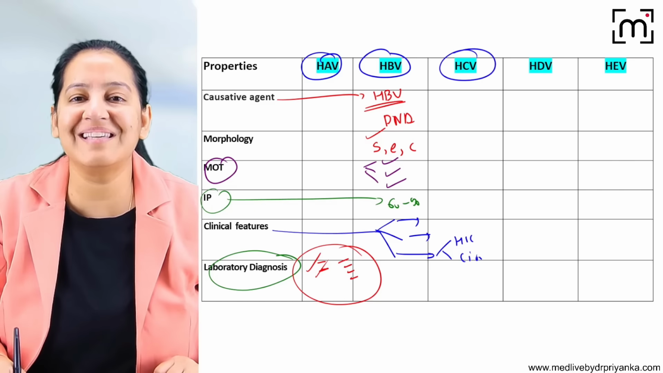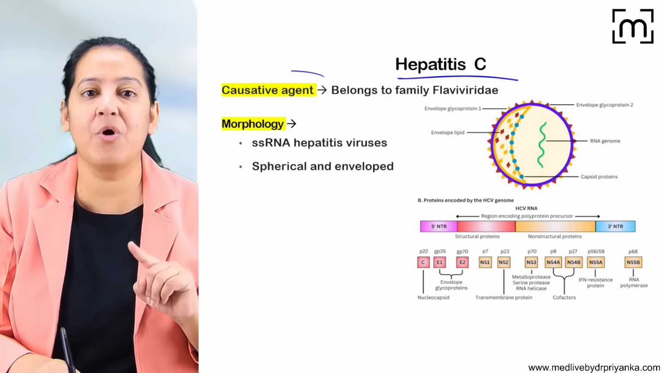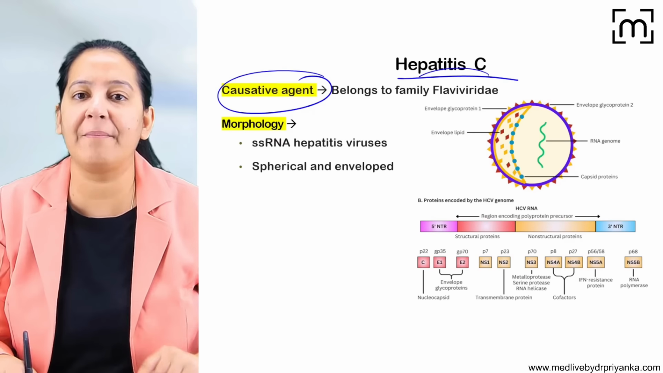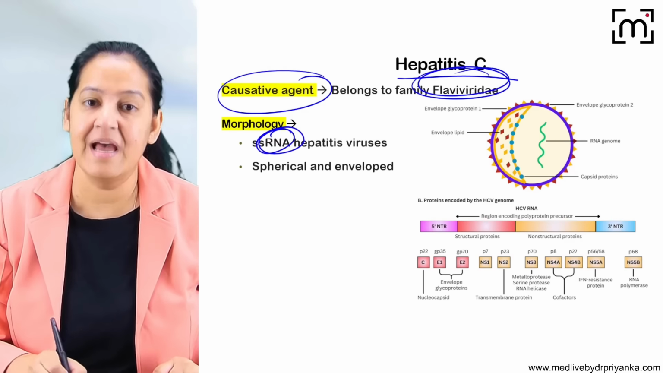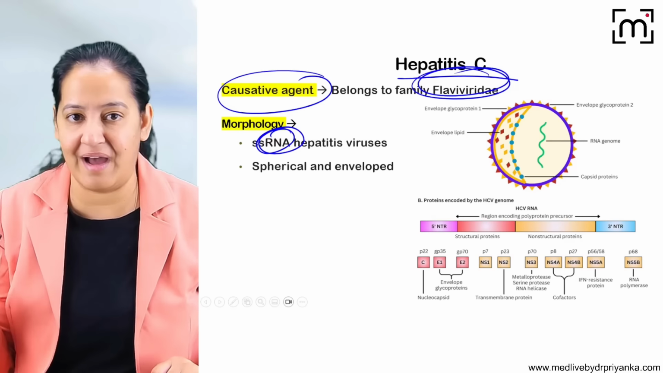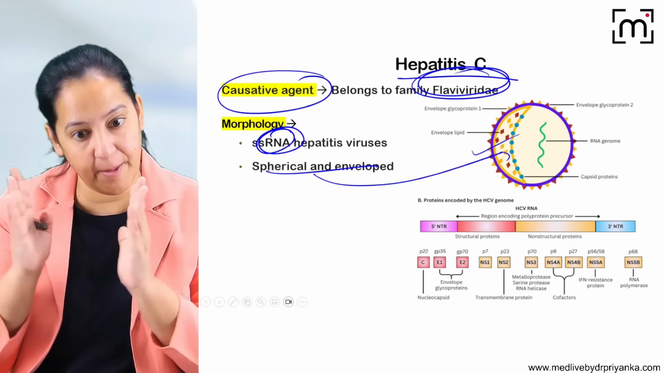Now coming on C. C, D, E. Okay, so C. First we will see C. C is caused by hepatitis C virus. It belongs to family Flaviviridae. It's a RNA virus. I told you only B is DNA, rest all are RNA. And it's spherical and it is having the envelope. I told you A and E don't have envelope, B, C, D have envelope.